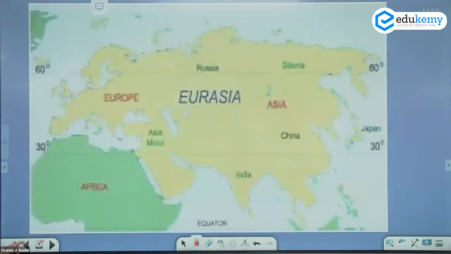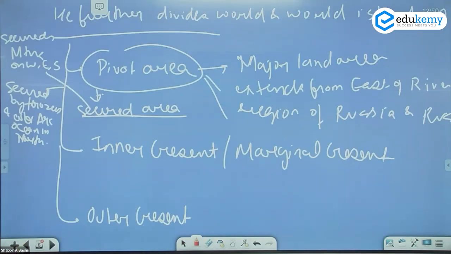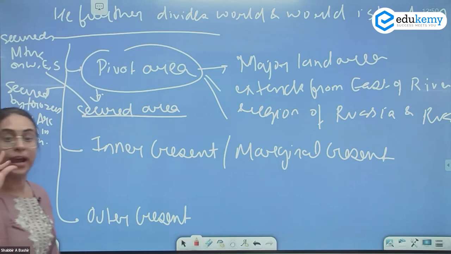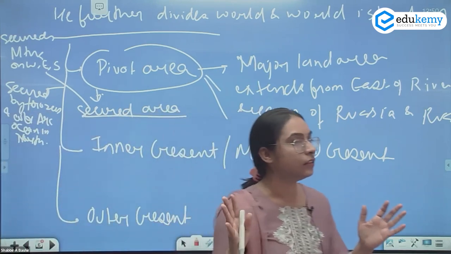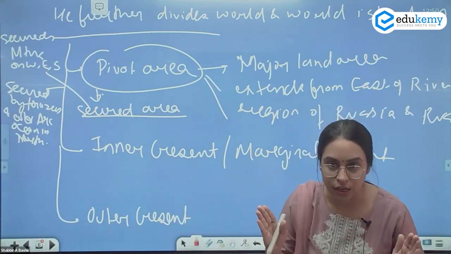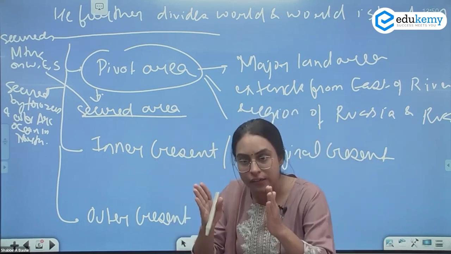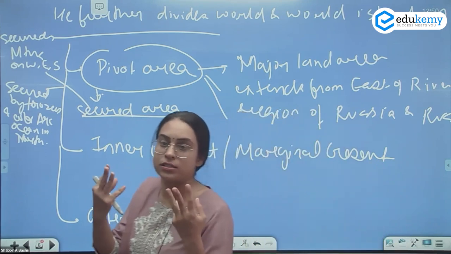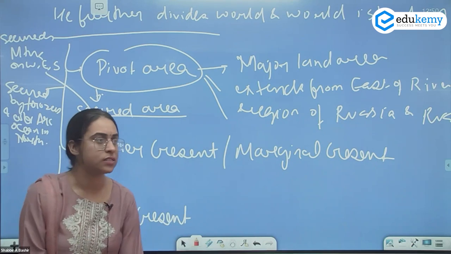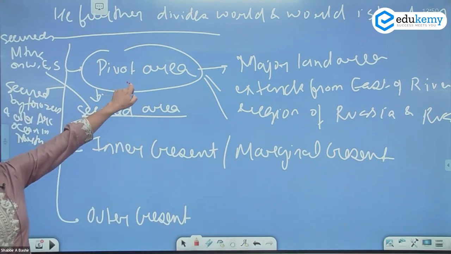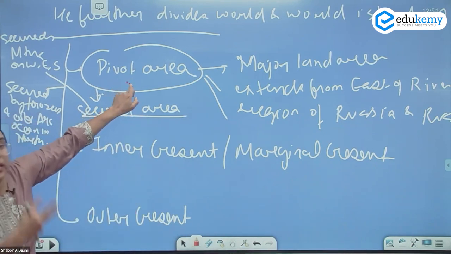He says that the world has been divided: the world and the world island. What is the world island? The region of Eurasia. He is dividing Eurasia into major parts. One is the pivot area. What is the pivot area? The region of Russia.